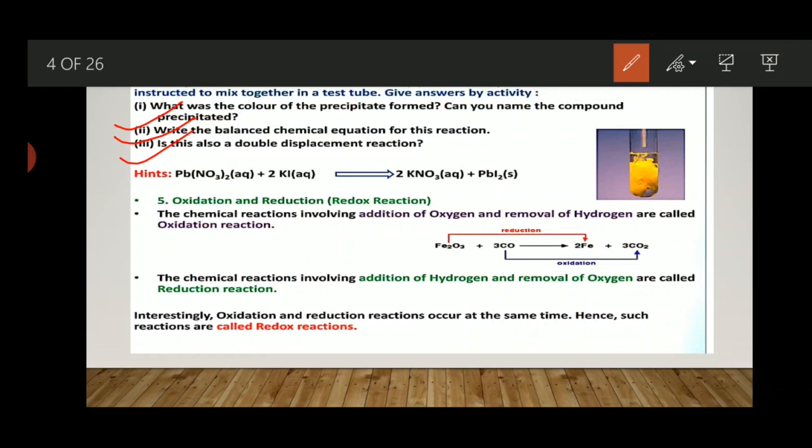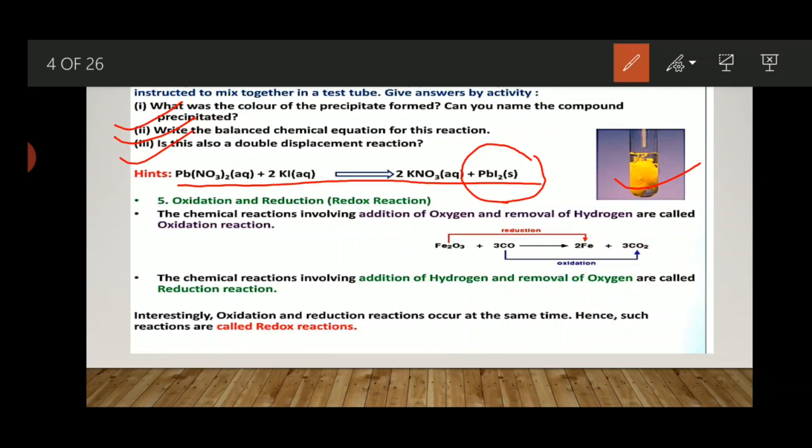See, what you will do, you just write down the reaction. After that, what will you get when lead nitrate is treated with potassium iodide? What product will form? That is potassium nitrate along with lead iodide. So your main product is lead iodide, which is yellow in color. In a test tube, when you mix it, you will see a yellow color precipitate is formed, which is lead iodide, along with a colorless liquid, that is potassium nitrate.